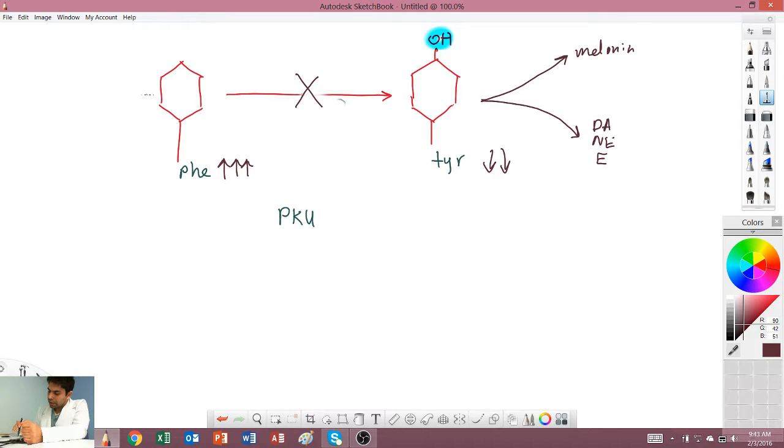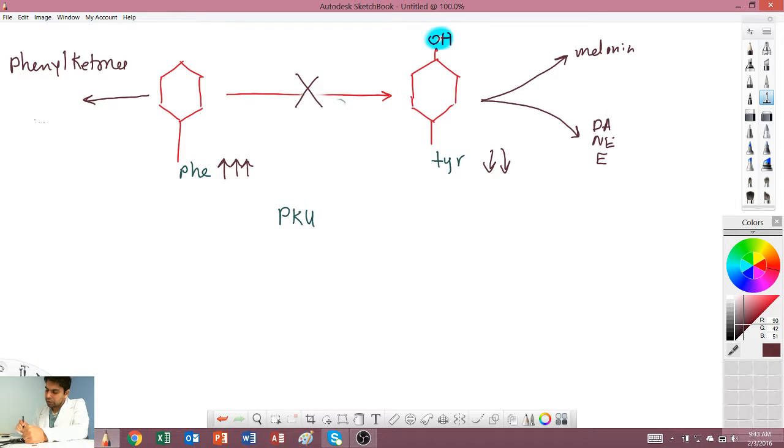Now, when phenylalanine accumulates, it will be converted to different metabolites so you can get rid of it. And they are known as phenylketones. So for phenylalanine, the preferred pathway is what? To convert phenylalanine to tyrosine. That's the preferred pathway. But if that pathway is blocked, obviously phenylalanine will convert to something else. Okay, in this case it will convert to phenylketones.